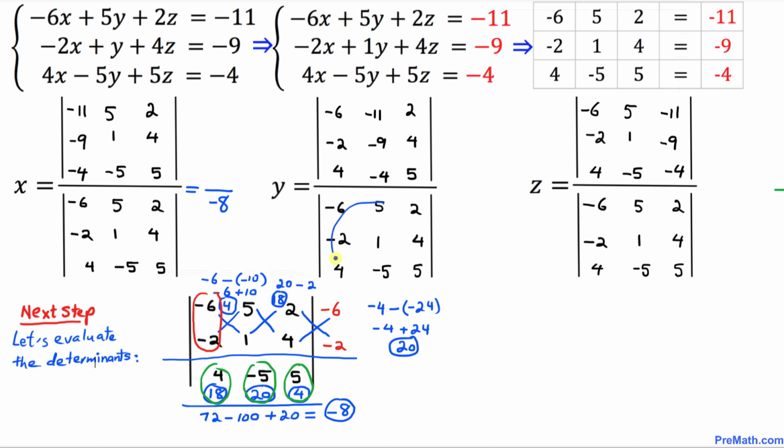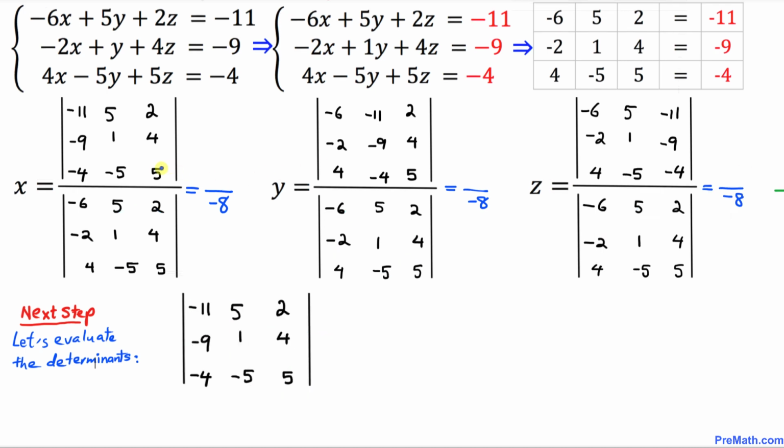As you can see, all these three determinants are the same, so they're going to have the same value. I'm going to write down over here -8 and -8 over here as well. And now we are going to evaluate this top part of x, which I have just copied down over here. Once again, let's draw the horizontal line right above this last row. Let's crisscross, cross multiply first this way. -11 times 1 is -11. Put a minus sign, and then 5 times -9 is -45.